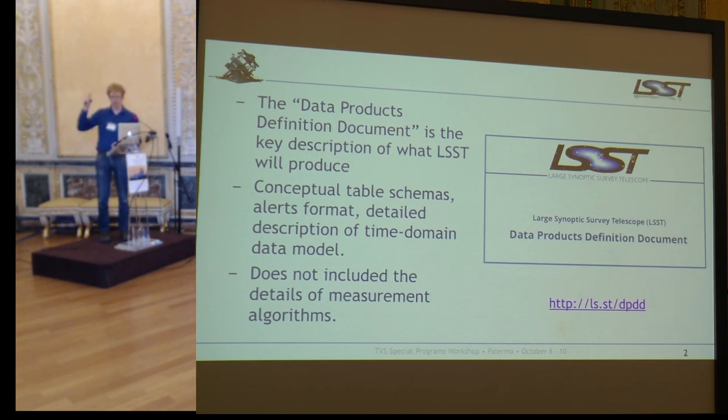If I say anything that's confusing, you can always go back to the DPDD and it should have the definitive statement on what we're doing. And if it seems confusing, or if it seems like it's saying something that doesn't make any sense, please let me know. I am always interested in fixing things in this document that are mistaken or that are just not usable by the science community.